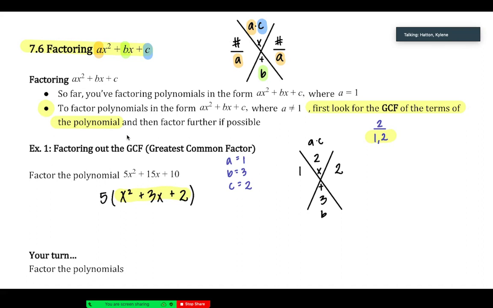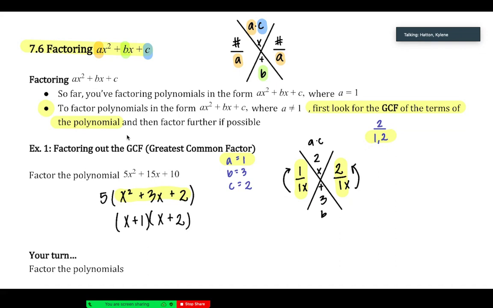And then we need to remember to write it over our a value, which is 1. So over 1, that number in the denominator becomes our coefficient of x. And then we need to write our factors from the bottom up. So this 1 over 1x, if we go from the bottom up, that becomes x plus 1. And then that other one, 2 over 1x, if we go from the bottom up, that becomes x plus 2.